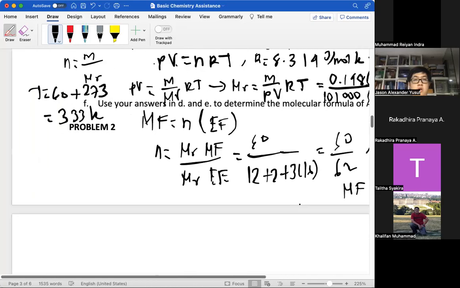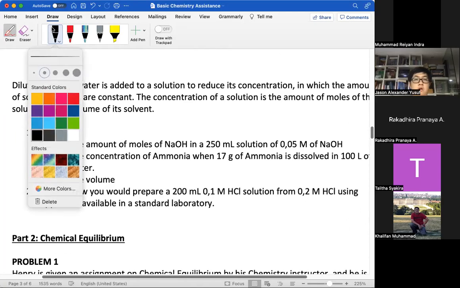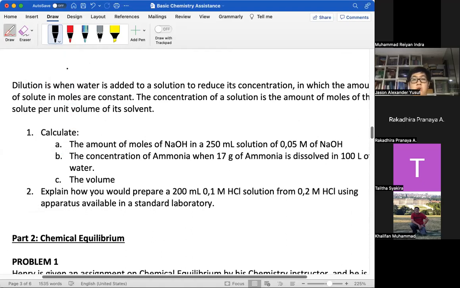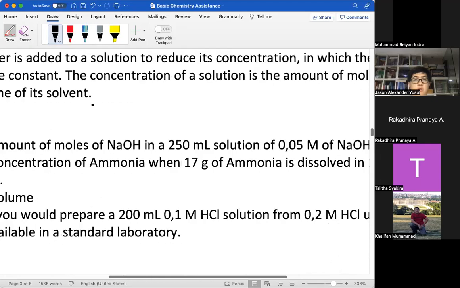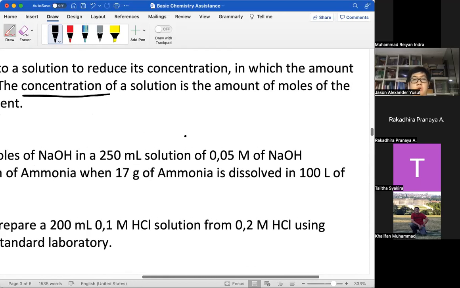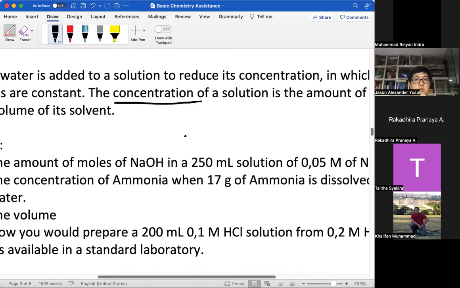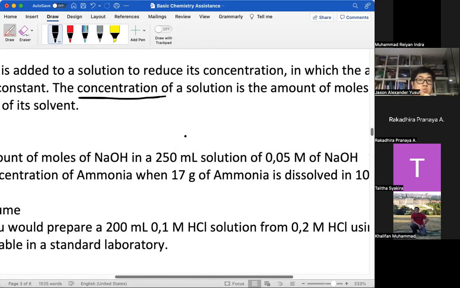And so, yeah, the second problem is quite straightforward. Instead of dealing with gas or something like that, this time we're dealing with liquid. And since we're dealing with liquid, we are dealing with a value known as concentration. If you read the problem, the concentration of a solution is the amount of moles of the solute per unit volume of its solvent. So basically, the concentration, C, is the amount of moles divided by volume.